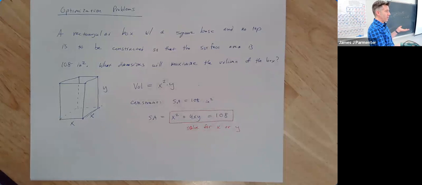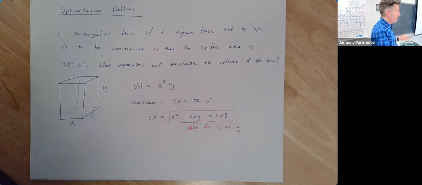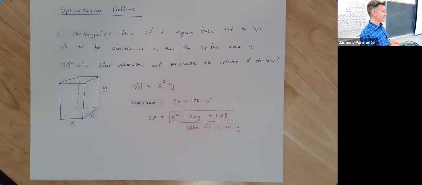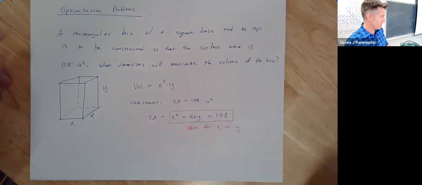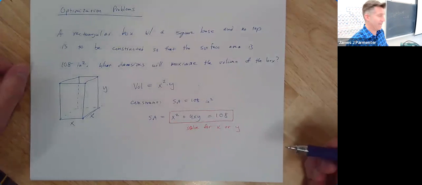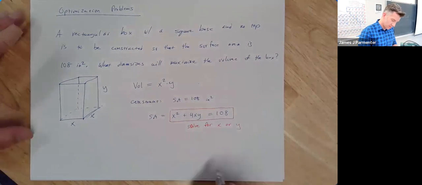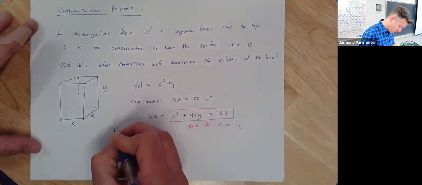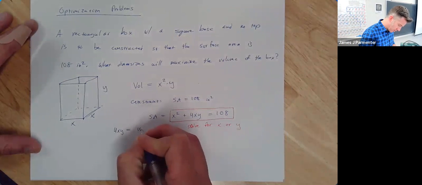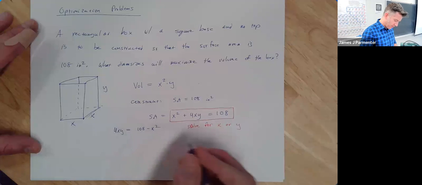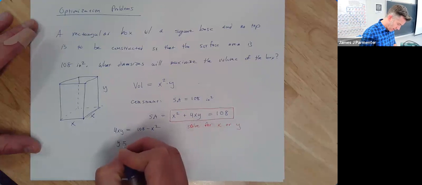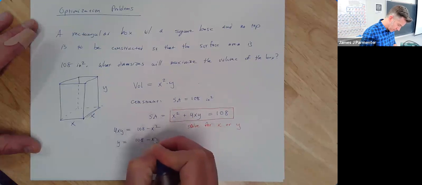Sometimes you'll have x plus y equals 10, and solving for either one is simple. Here, there is definitely a right choice and a wrong choice. I want to isolate y, because there's only one y there. It's easy to get by itself. Isolating x would require the quadratic formula. I don't want to use the quadratic formula. Nobody wants to use the quadratic formula. So here, I'm going to say that 4xy equals 108 minus x squared, and then divide both sides by 4x. So y equals (108 minus x squared) divided by 4x.